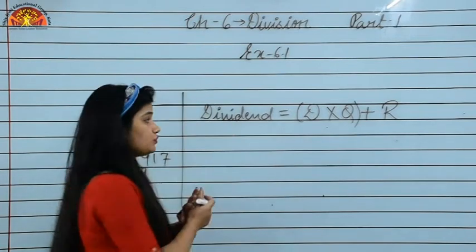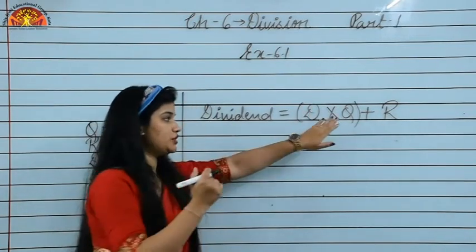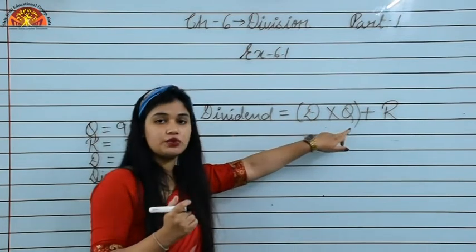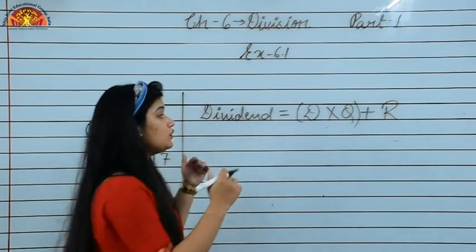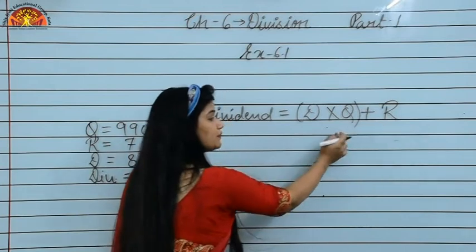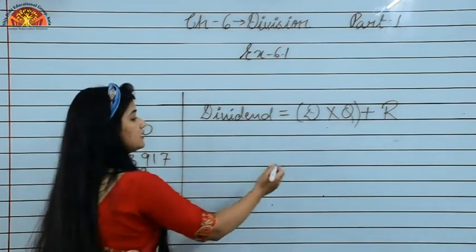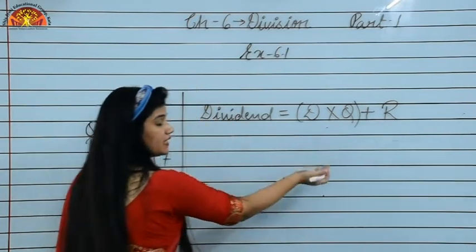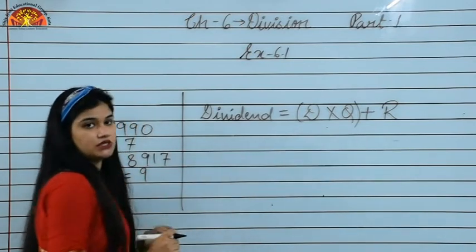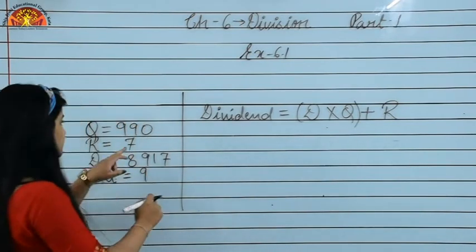It means what you have to do, you have to multiply quotient by divisor. आपको divisor and quotient को multiply करना है. Then you have to add remainder. आप उसमें remainder add करोगे and this side, ये जो side है ये किसकी equal होना चाहिए? Dividend की equal. Now we are going to check our answer.